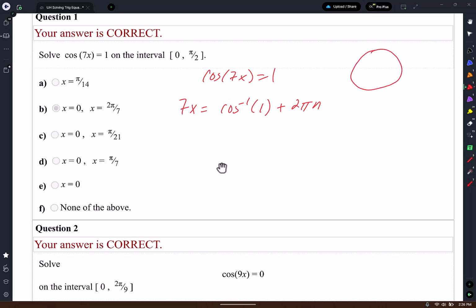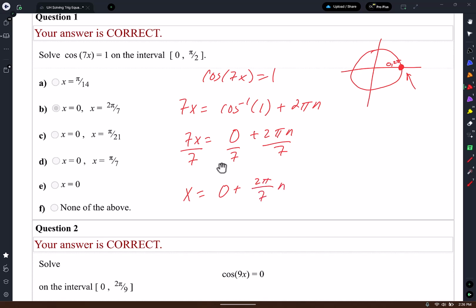On the unit circle, where is cosine 1? What radian is that? 0 or 2 pi. So you're going to say 7x equals 0 plus 2 pi n, because the 2 pi n will give us that answer. Divide everything by 7. Whatever you do to one side, you do to all of them. There it is.